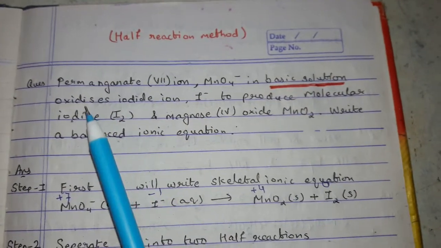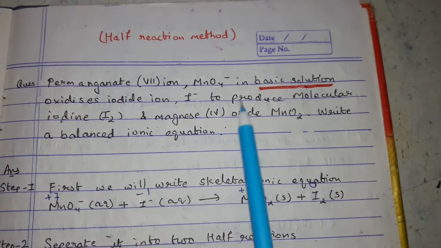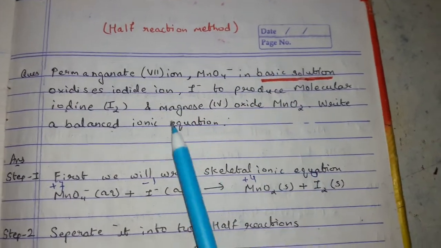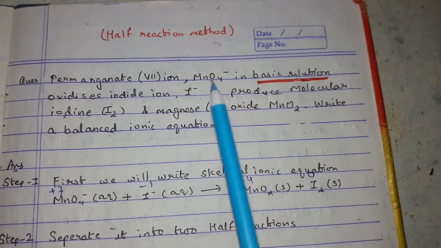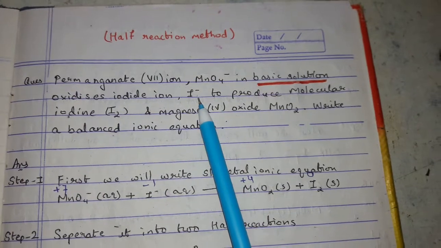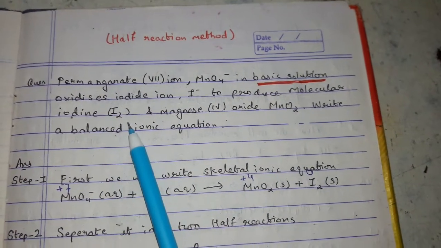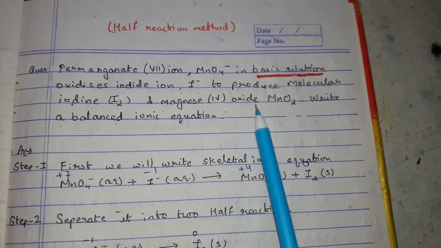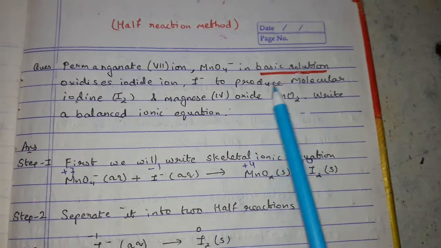Okay. Now see the next question, in which we have to balance the redox reaction which is given in basic medium by half reaction method. It is given permanganate ion MnO4 negative in basic solution oxidizes iodide ion I negative to produce molecular iodine I2 and manganese(IV) oxide MnO2. We have to balance it by half reaction method, and it is given in basic medium.